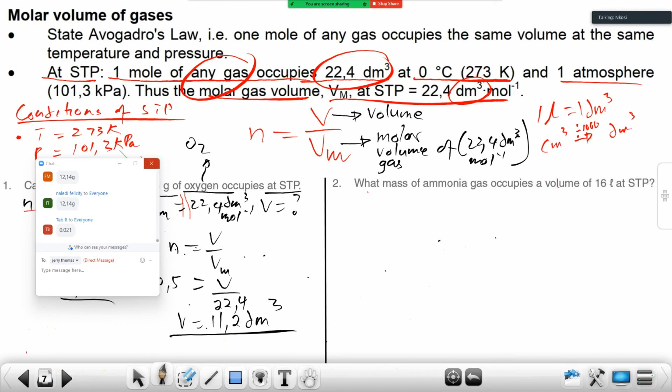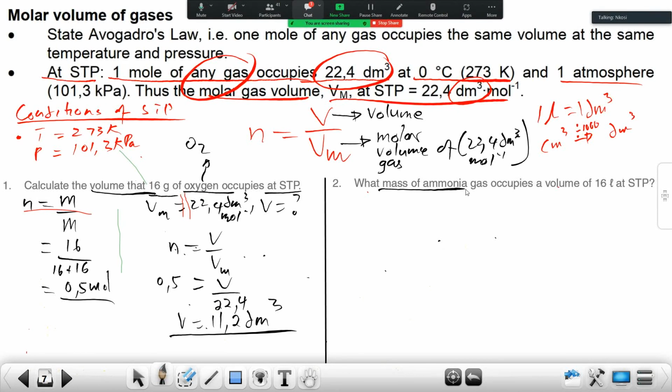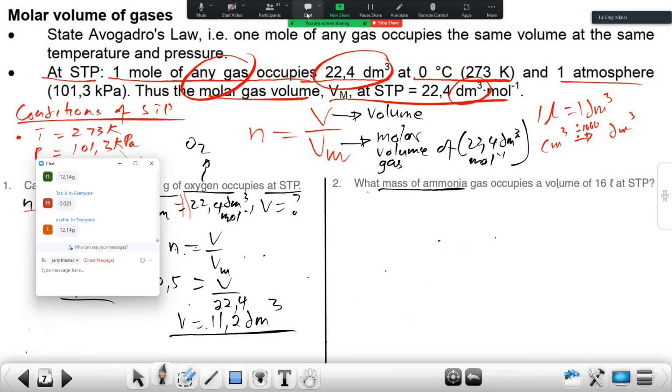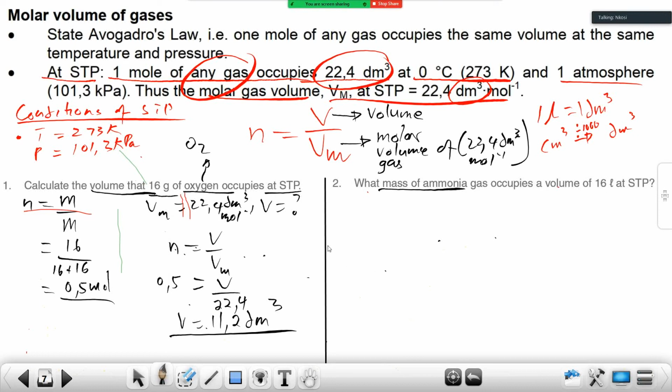So I see most of you got 12.14 grams. Let's verify if that is true. The question says now, what mass of ammonia gas must occupy a volume of 16 grams at STP? Thank you very much, but we are no longer taking answers. That's the reason why we have a timer, so that everything is controlled.